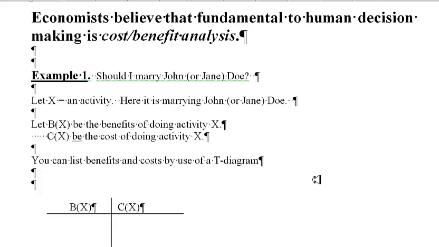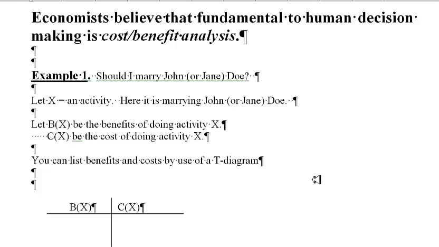As you can read in the first chapter of your textbook, fundamental to decision-making in economics is cost-benefit analysis. So let's go through an example. Let's say you're deciding if you should get married or not. Should I marry John or Jane Doe? So we're going to define X as an activity. In this case, the activity is, are you going to marry John or Jane Doe?